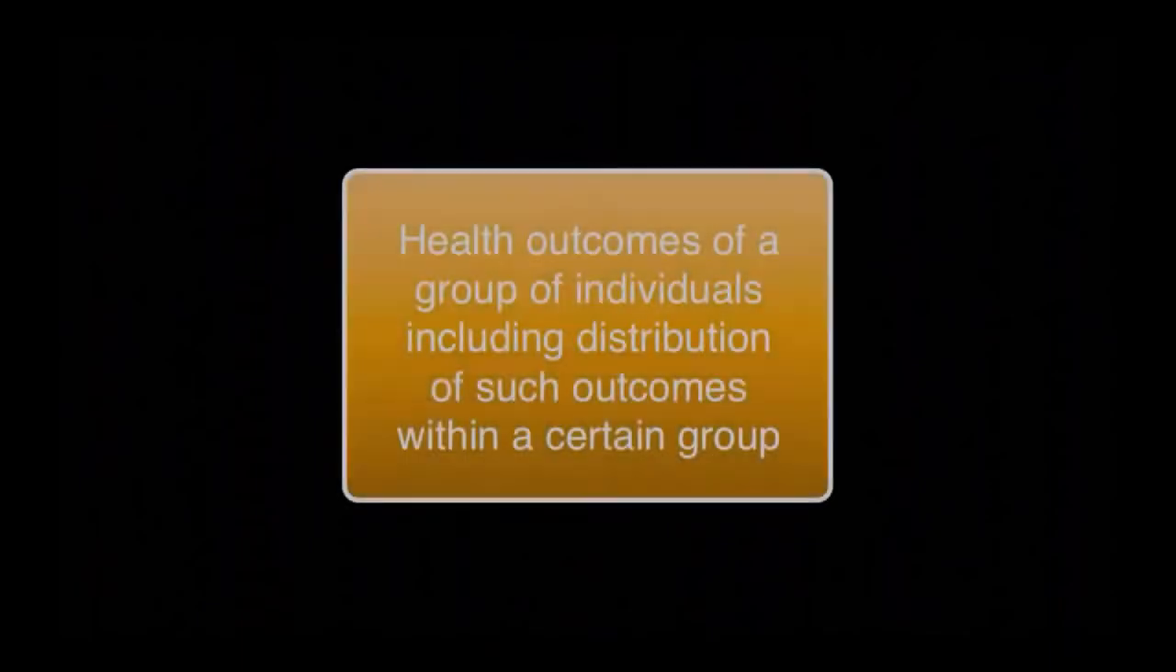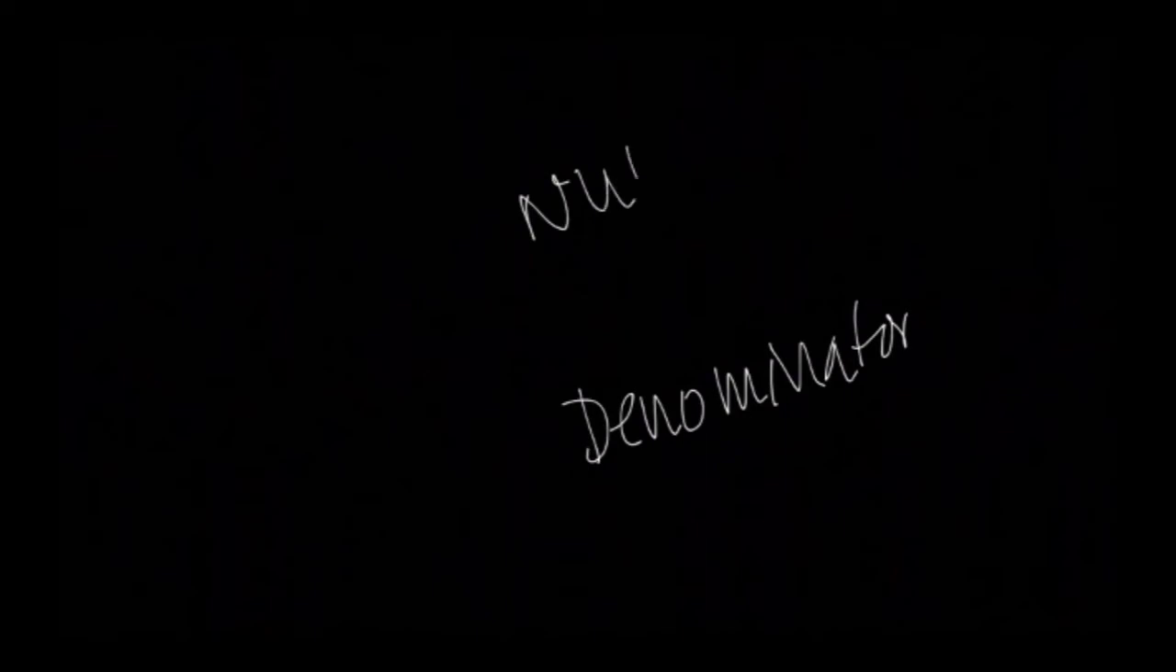So the basic definition of population health is the health outcomes of a group of individuals, including distribution of such outcomes within a certain group. It's important to understand both what is the denominator of that group and what is the numerator. Because as you will come to understand, you need to know epidemiology and biostatistics in order to interpret anything about populations, whether you're applying evidence-based medicine to an individual or you're looking at how to improve the health of a particular community.